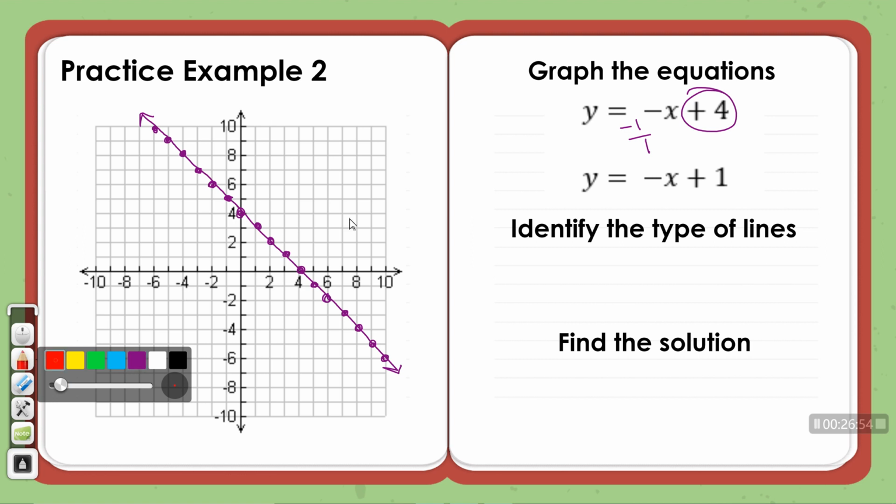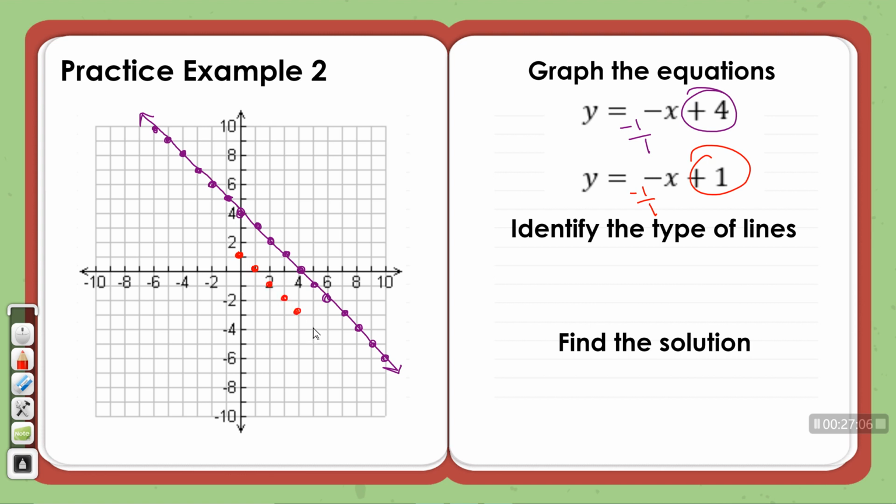All right, and then my next line starts at +1. So this time I'm starting up here. And I'm going to do the same slope, -1 over 1. So down 1, right 1. Since they have the same slope, I already know that they're going to be going the same direction, which tells me what type of lines are these going to be? Parallel, because they have the exact same slope.